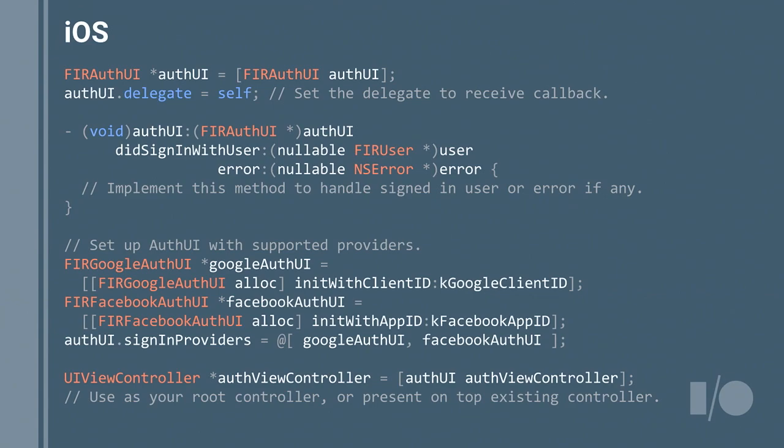iOS is very much the same. Create an auth UI object, set your providers, maybe your terms of service URL. Then from that, generate an auth view controller. You can use that as your root view controller, or you can show that on top of your existing view controller. You wire up a delegate method such that you get the results.